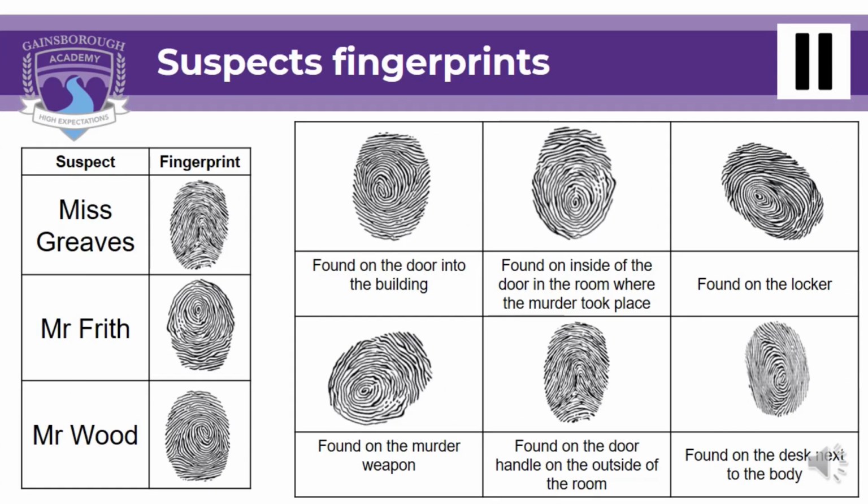So, the fingerprints. You've got one that was found on the door into the main school. You've got one found on the inside of the door of the room where the murder took place. One found on the locker where you found the last set of clues. One on the murder weapon, the book. One found on the door handle on the outside of the room. And then one found on the desk next to the body. So pause the video now and try and work out which suspect's fingerprints match up with which fingerprint from the crime scene.